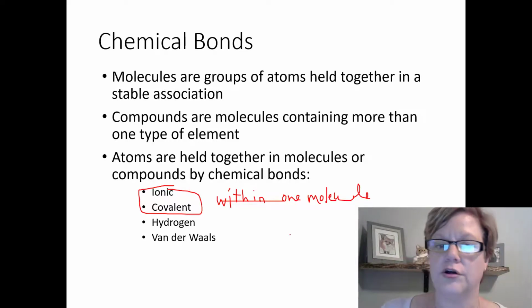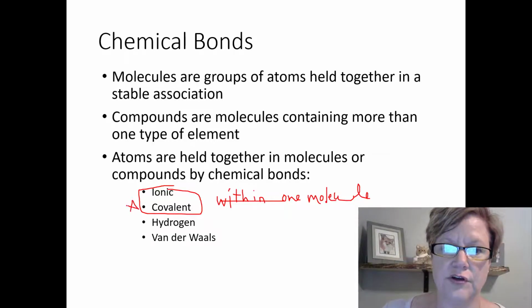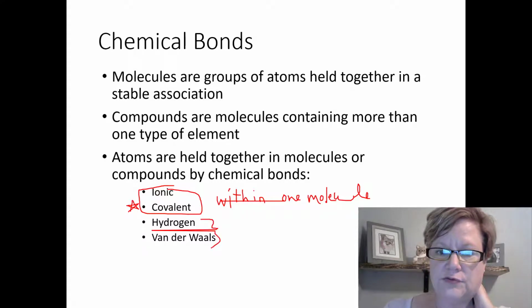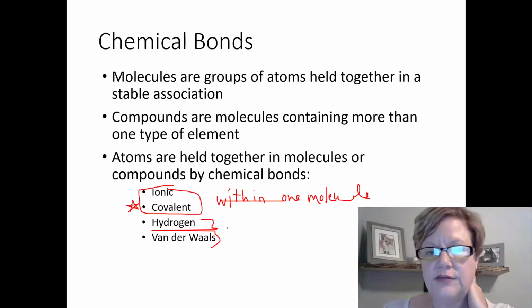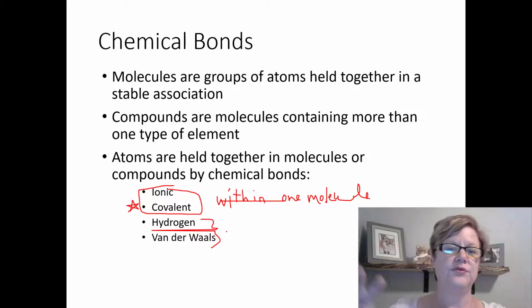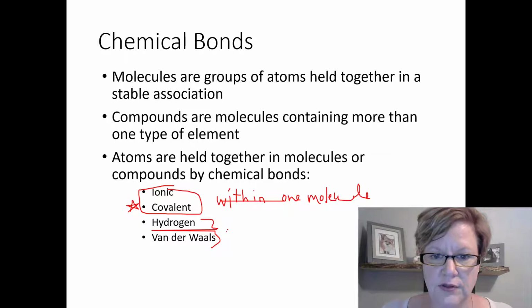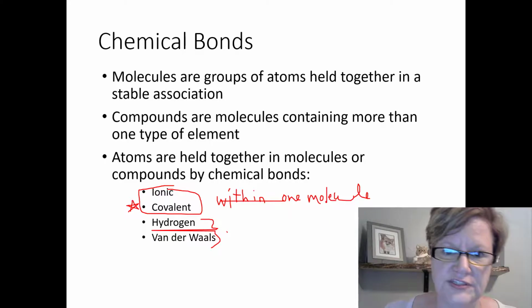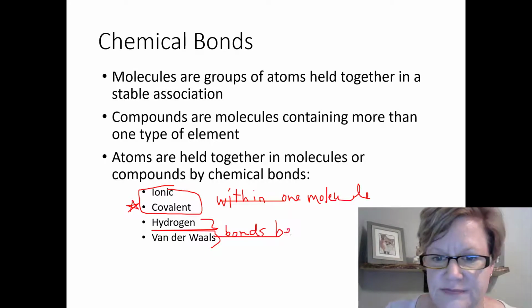Covalent bonds are stronger. In fact, covalent bonds are the strongest bond of all. Those hold the atoms to each other in one molecule. Now, hydrogen bonds and van der Waals forces tend to hold one molecule to another molecule. So hydrogen bonds and van der Waals forces are typically bonds between multiple separate molecules, usually.